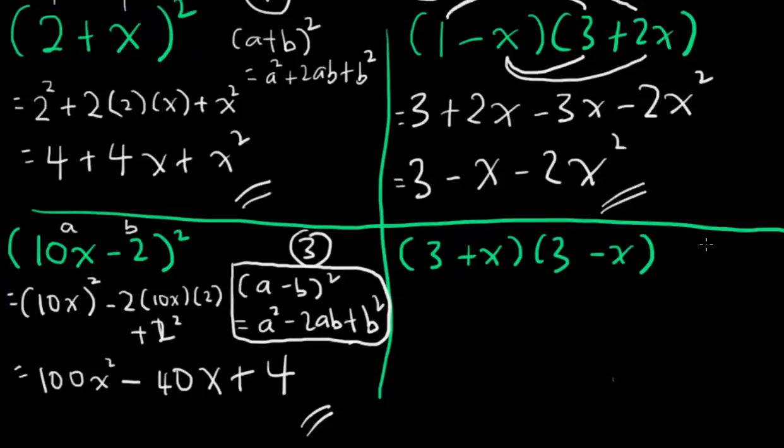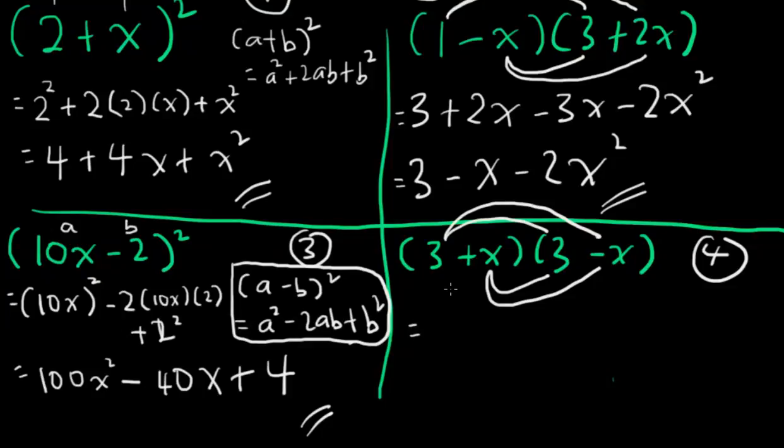Okay, and the last example that we have again does not follow any formulas that we have learned before. So it doesn't follow a minus b squared, it also doesn't follow a plus b squared. So in this case, we have to draw our rainbows out. So 3 multiplied by 3, 3 multiplied by negative x, and then the bottom rainbow would be x multiplied by 3, x multiplied by negative x.